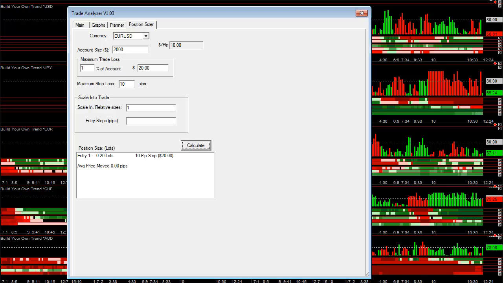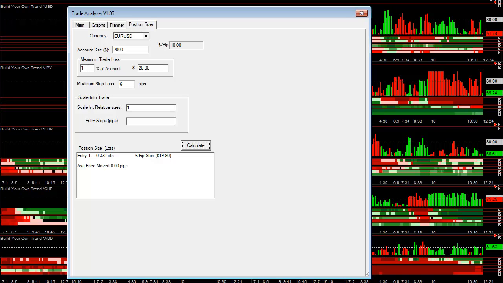Click Calculate, and it tells you that with a $2,000 account, if you're risking 1% of your account, that's only $20. You can trade 2 mini lots with a 10 pip stop. If you have a 20 pip stop, obviously you're going to be able to trade half that amount, which is only 0.1 lots. If you, for some reason, believe that you can have a 6 pip stop, you can do 0.33 lots. And so the tighter your stop, the more lots you can trade while keeping the same risk percentage.